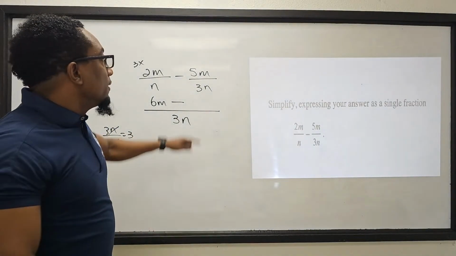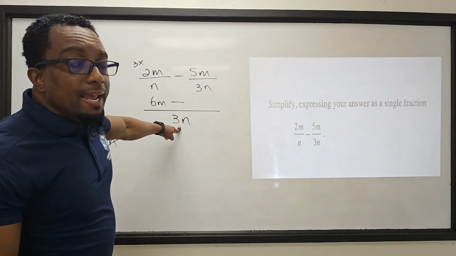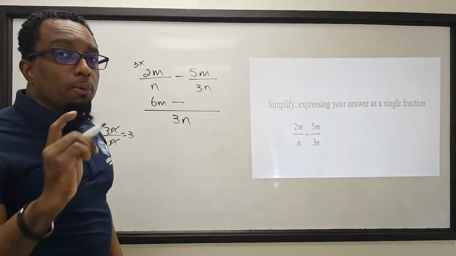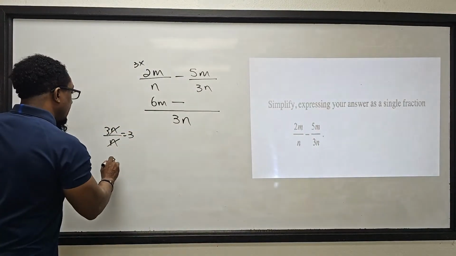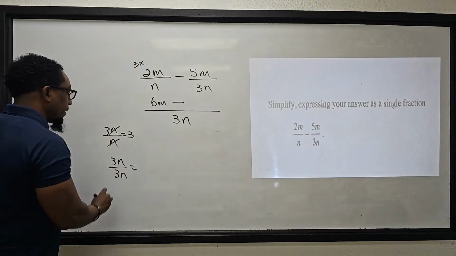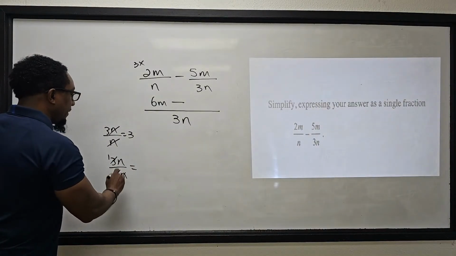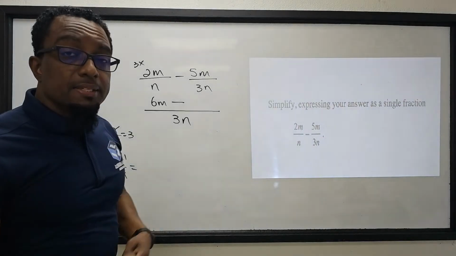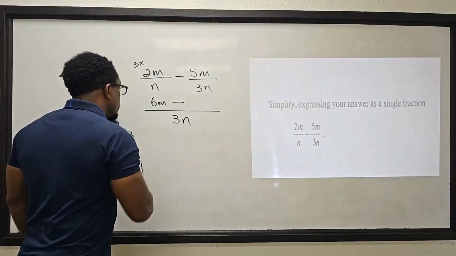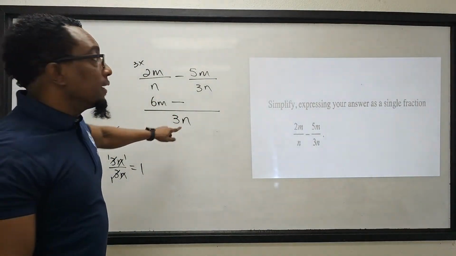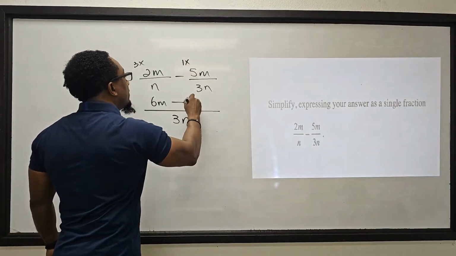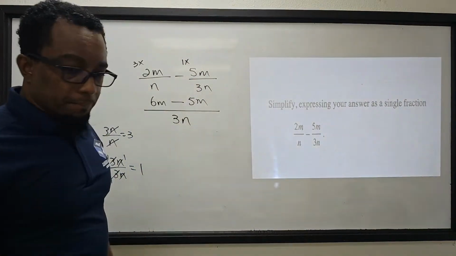I'm going to divide 3n into 3n, which will give me 1. If I divide 3n into itself, 3 into 3 is 1, n into n is 1. If I divide anything into itself, I get 1. So 3n into 3n is 1, and 1 multiplied by 5m is 5m.